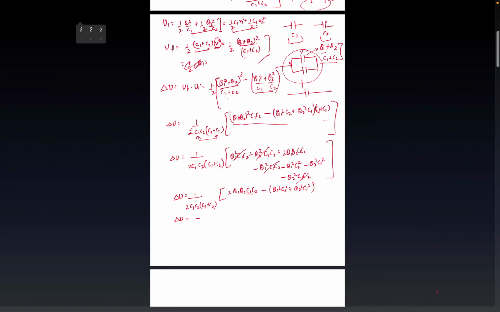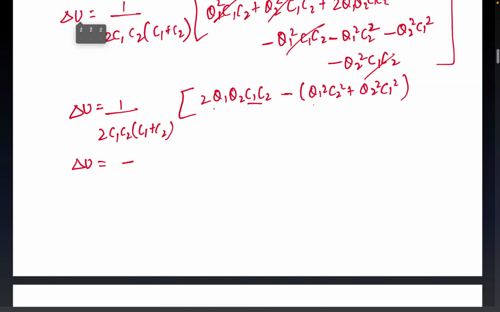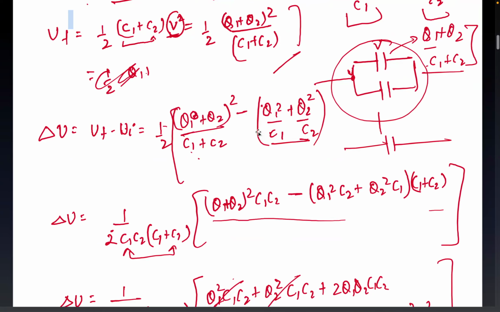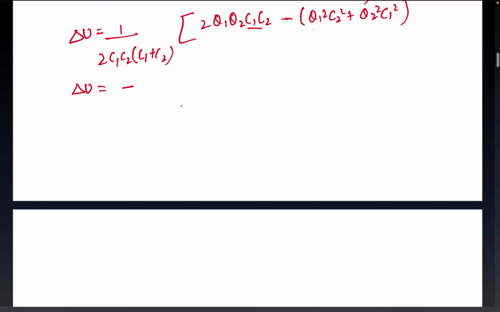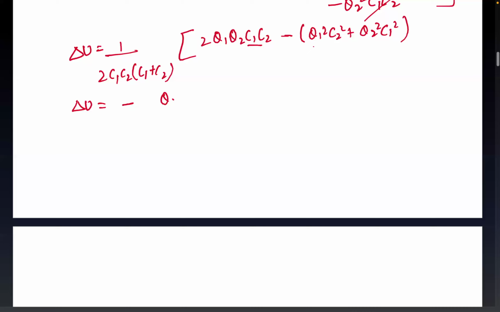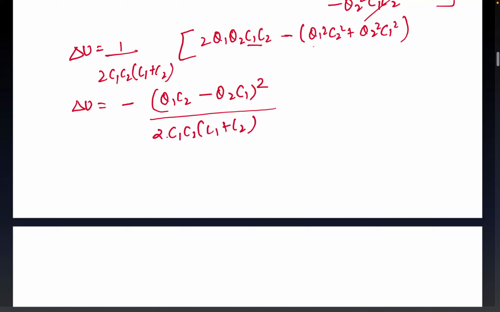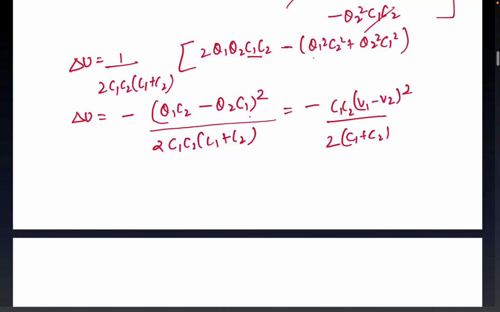So what is the final value we have got? Two formulas you can write. One from this part itself, one from here itself. What can it be? (Q1 C2 minus Q2 C1) squared divided by C1 C2 (C1 plus C2). Another you can write as (V1 minus V2) squared times C1 C2 divided by (C1 plus C2). Is that clear? These two formulas you could remember. This is the loss of energy in charge distribution.